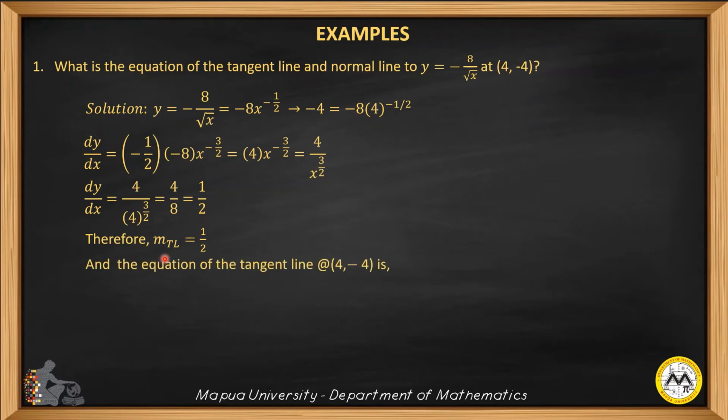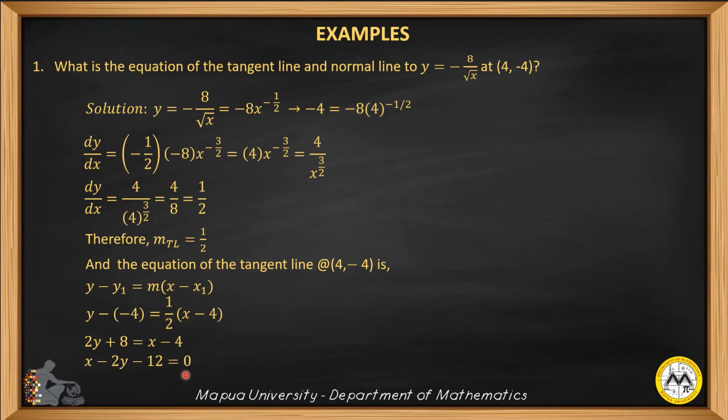And working on the equation of the tangent line, using the point-slope form for the equation of the line, we will get y minus negative 4 is equal to 1/2 times (x minus 4). Or we simplify this to x minus 2y minus 12 is equal to 0.